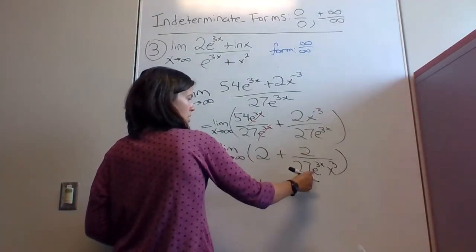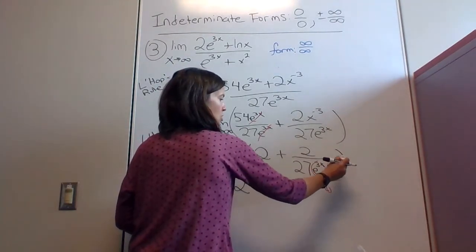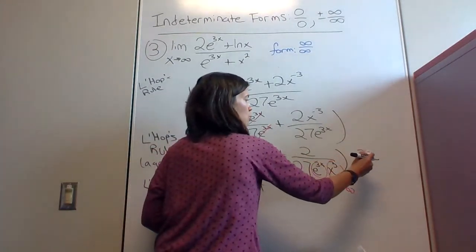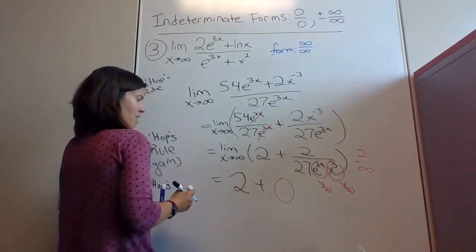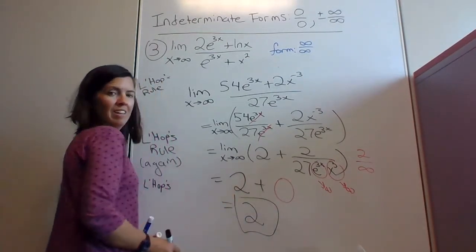Over here, this is increasing without bound. This is going to infinity. X cubed, that's going to infinity. So this limit over here has the form 2 over infinity, which means it's approaching 0. And so with all of that, our answer here is 2.